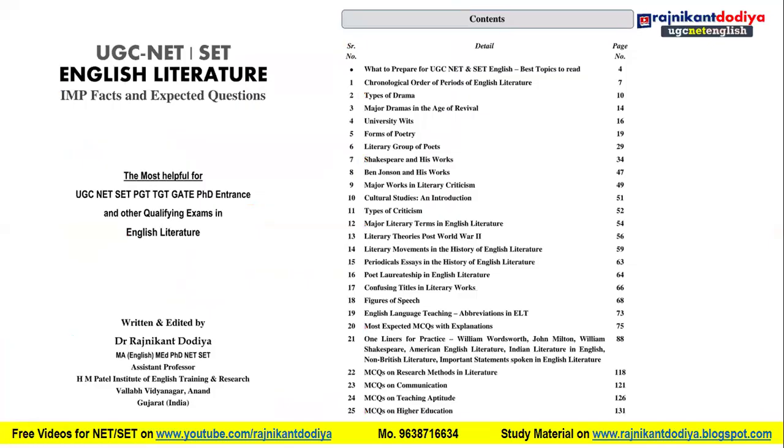It has detailed content which includes the chronological order of periods of English literature. Only important data is included regarding this first point. Then types of drama, important dramas written in the history of English literature, as well as university wits, forms of poetry, literary groups of poets, Shakespeare and his works, Ben Jonson and his works, major works in literary criticism, cultural studies, types of criticism, major literary terms in English literature, literary theories, literary movements, periodical essays, poet laureateship, confusing titles, figures of speech, English language teaching, abbreviations in ELT, most expected MCQs with explanations, and one-liners for practice.